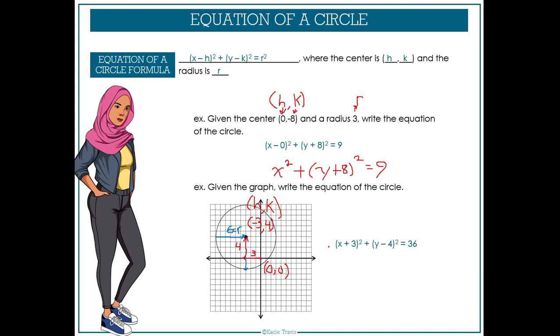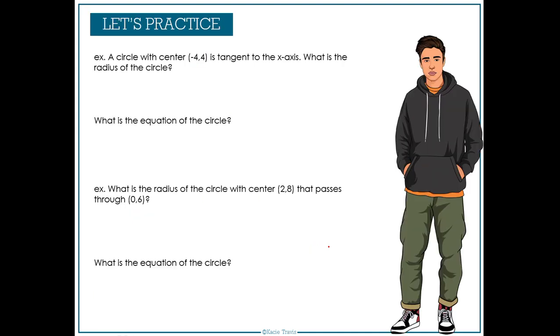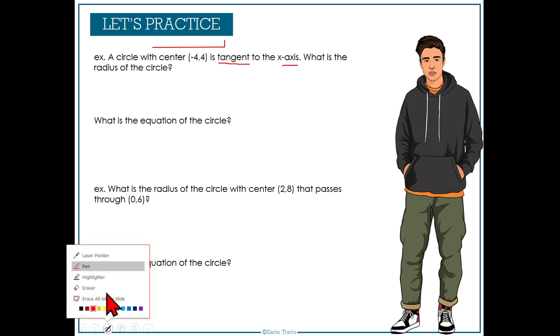All right, let's get into our next thing. We got some work on the I do it and the we do it, so let's get to it. First off, we got us a circle here with center negative 4, negative 4, and we need a tangent to go through and help us to figure out our radius. So over here, this says that this center is a part of the circle, and that circle is tangent to the x-axis.